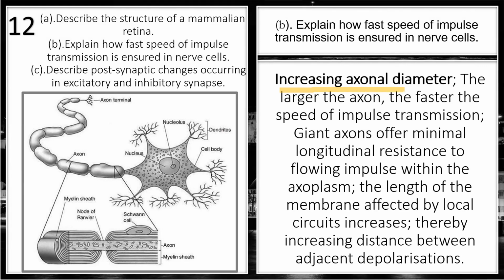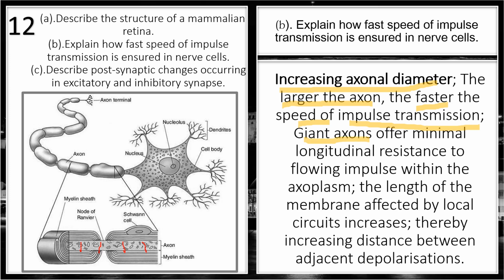Increasing the axonal diameter. One of the ways of trying to increase the speed is to increase the diameter of the axon. If we increase the diameter, then the speed is going to be very fast. The larger the axon, the faster the speed of impulse transmission.